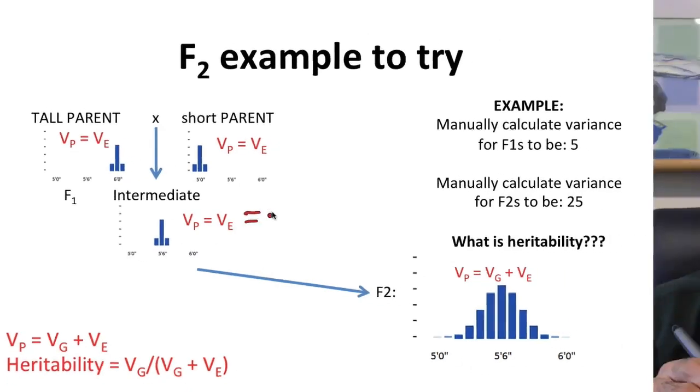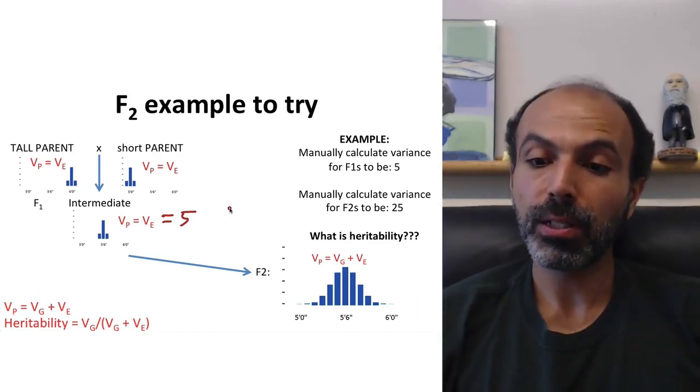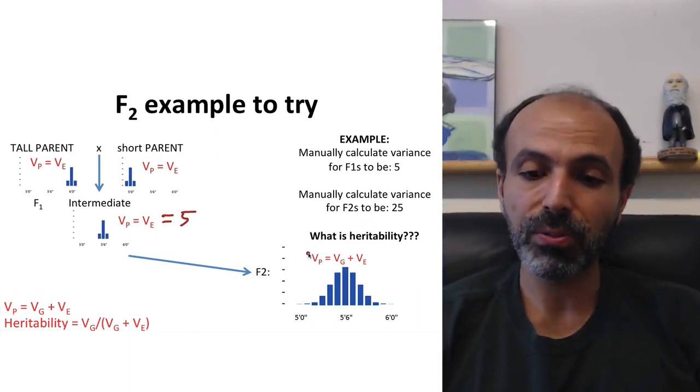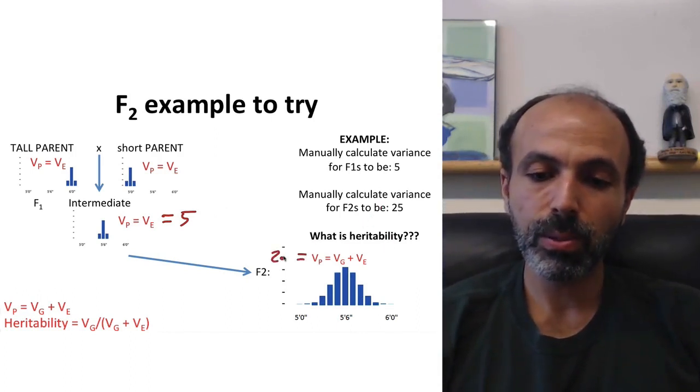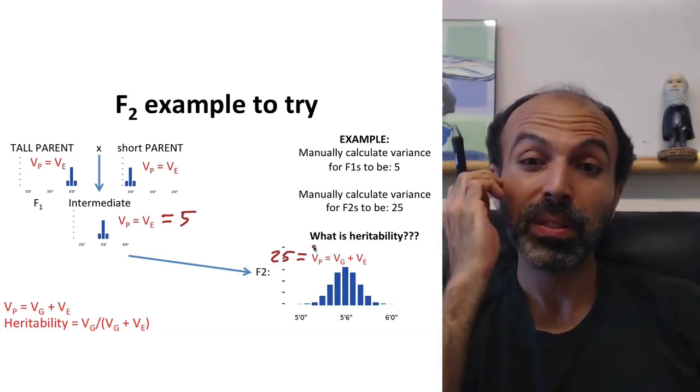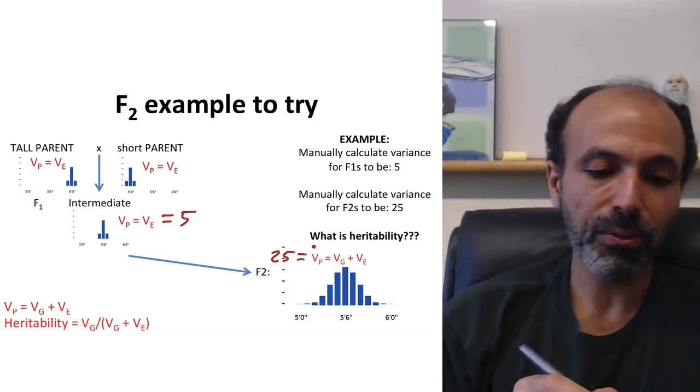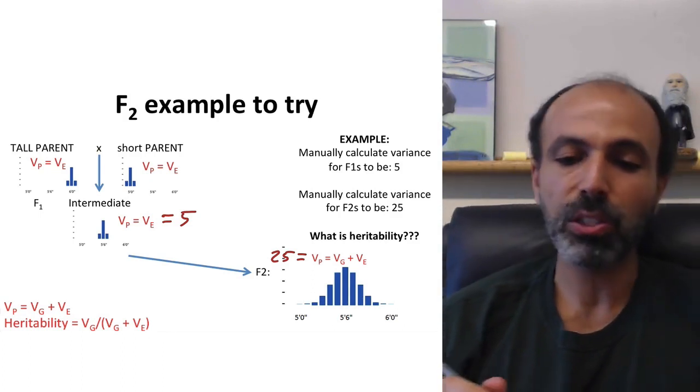So here, this number is equal to 5. Okay? You manually calculate the phenotypic variance here in the F2s, and you calculate that to be 25. Okay? So what is the heritability? Well, I have the formula right here. Heritability is VG over VG plus VE.